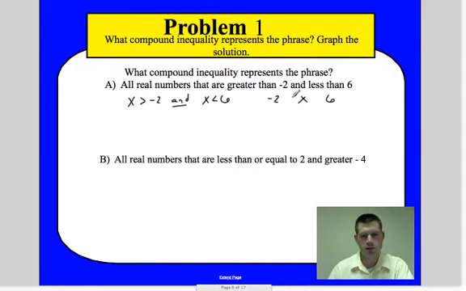It's pointing to -2, so we put the arrow pointing to -2. Here it's pointing to the x, so it needs to point to the x. And there's your compound inequality. Okay. But we want to put this on a number line as well.